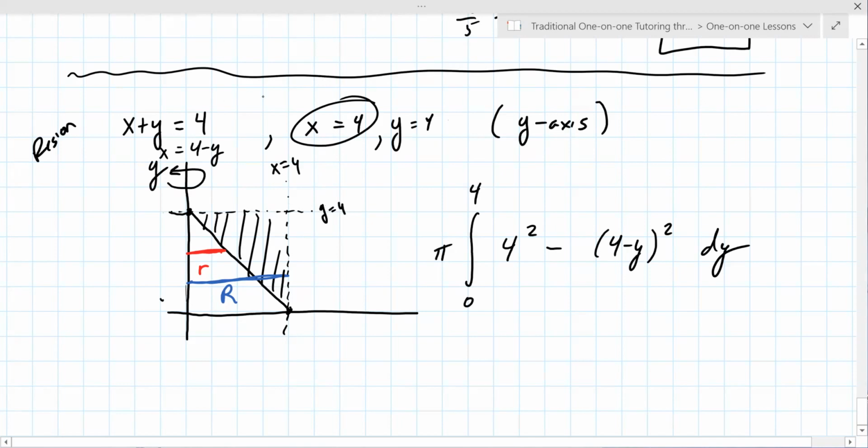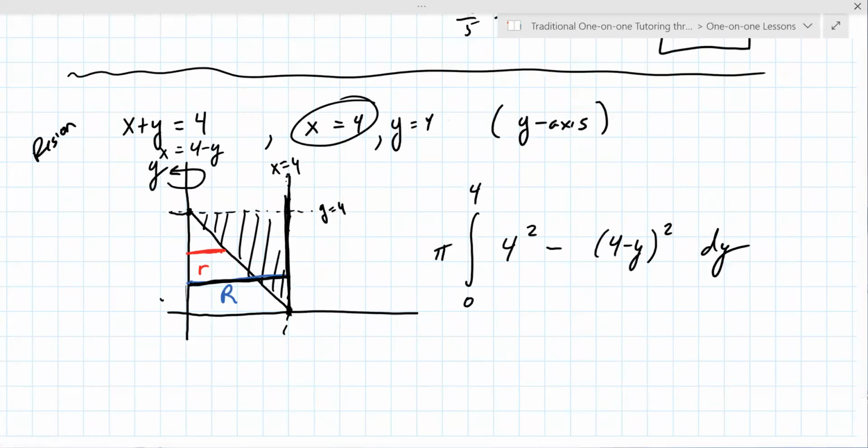How do you know that the x equals 4 is the top one? It's the vertical one. But why does that one go first? Oh, because it's big R. Big R is the distance from the y-axis to this line, because it has a bigger distance from the y-axis. Yes. Okay.